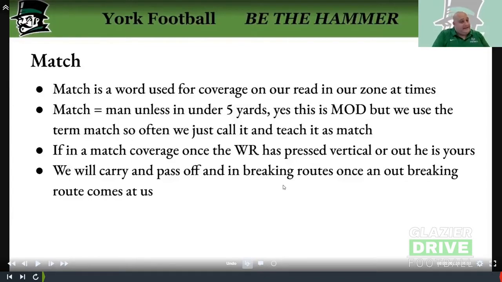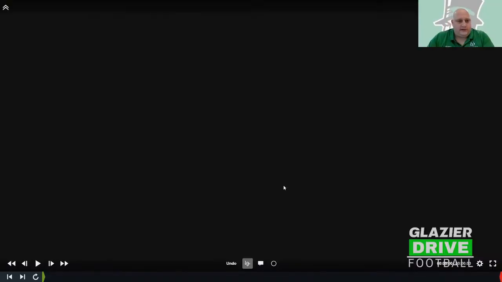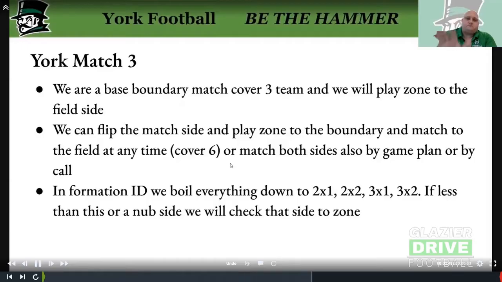Some kids, depending on who they are, would prefer a yardage landmark to that. I prefer teaching it as if it's vertical, he's yours, or if he's out, he's yours. But if you need a landmark, 5 yards is a pretty safe one. You can adjust that landmark if you want. It also depends on the kid who's playing corner, outside backer for you, and what they need. So we will carry and pass off in breaking routes. Once an out breaking route comes to us, then we can take that. That's what match means.